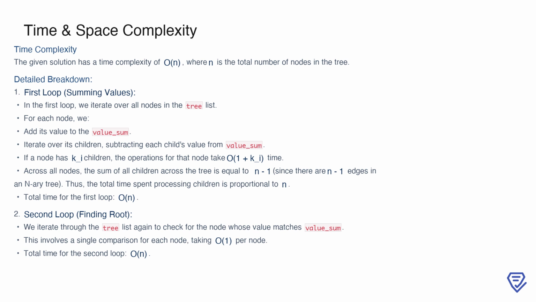Across the entire tree, the sum of all children is equal to the total number of edges in the N-Ary tree, which is n minus 1. This means the total time complexity for the first loop is proportional to the number of nodes, or O(n). In the second loop, we iterate through the tree list again to find the node whose value matches value_sum. This involves a single comparison per node, which takes O(1) time per node. Therefore, the total time complexity for the second loop is also O(n). Combining these two loops, the time complexity of the entire algorithm is O(n).